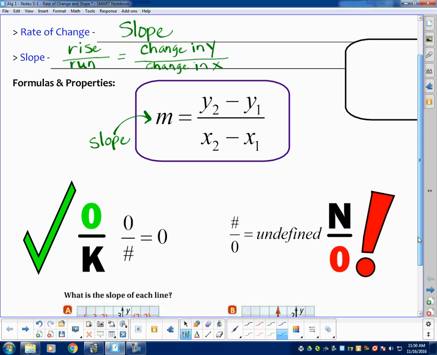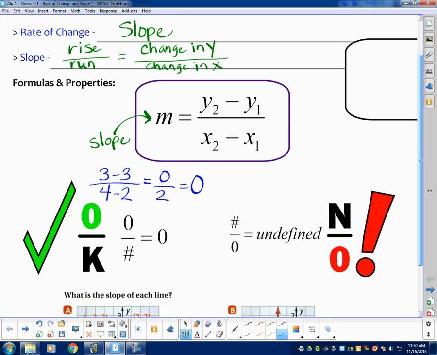Okay, so let me give you an example. We have two separate slopes here that have zeros somewhere in the slope. If I plugged in some points, 2 points, and I ended up with 0 over 2, what does that equal? If you put it in your calculator, 0 divided by 2 is 0. It's okay to have a slope of 0.